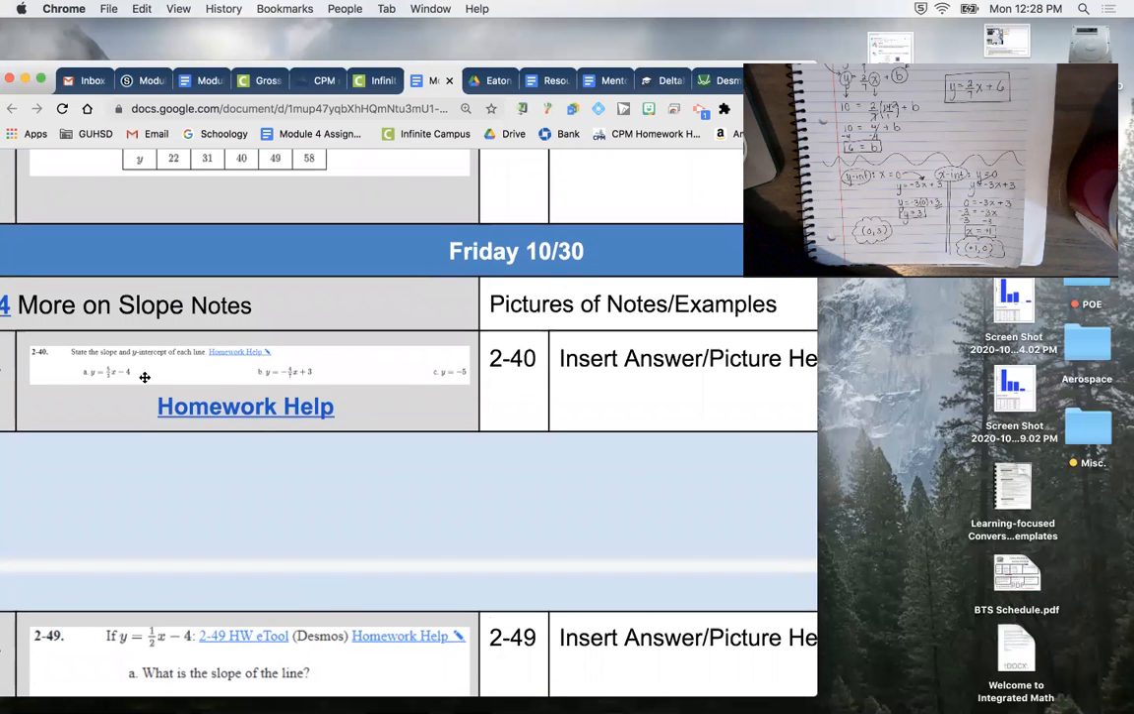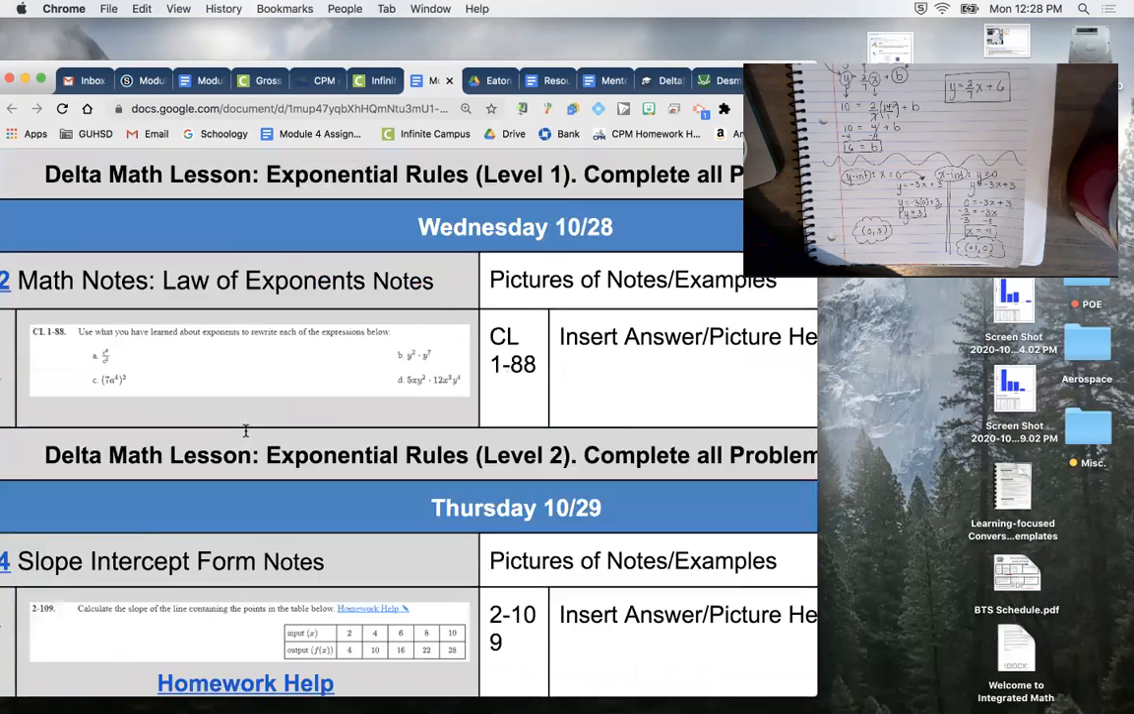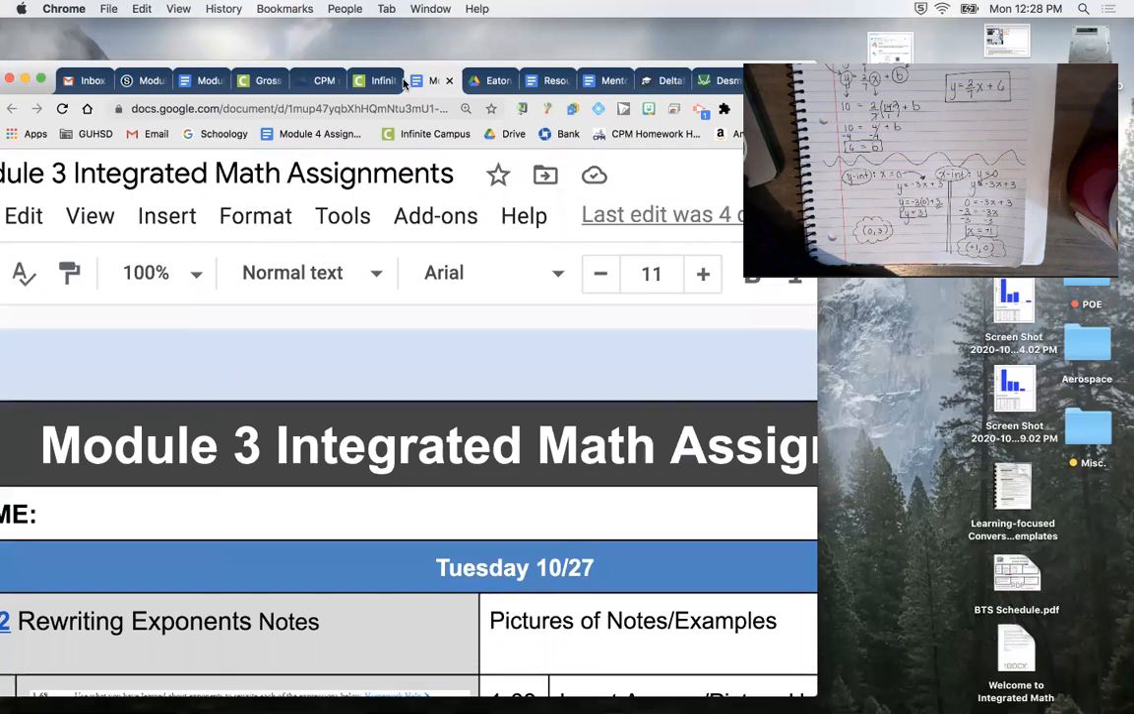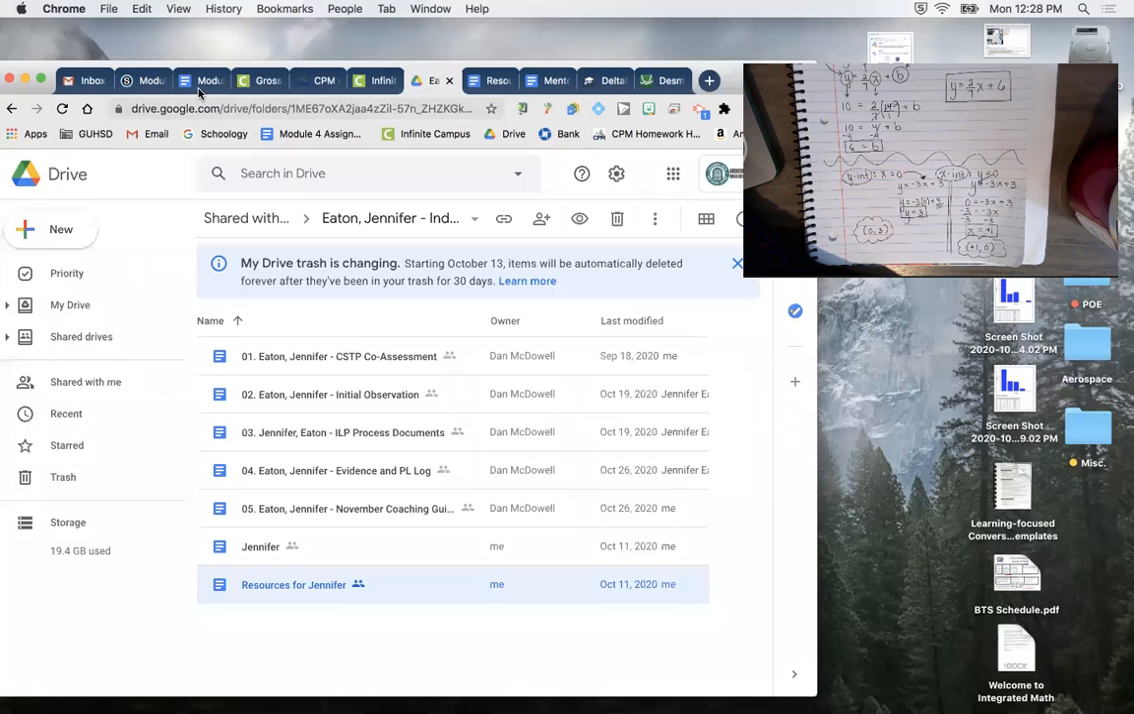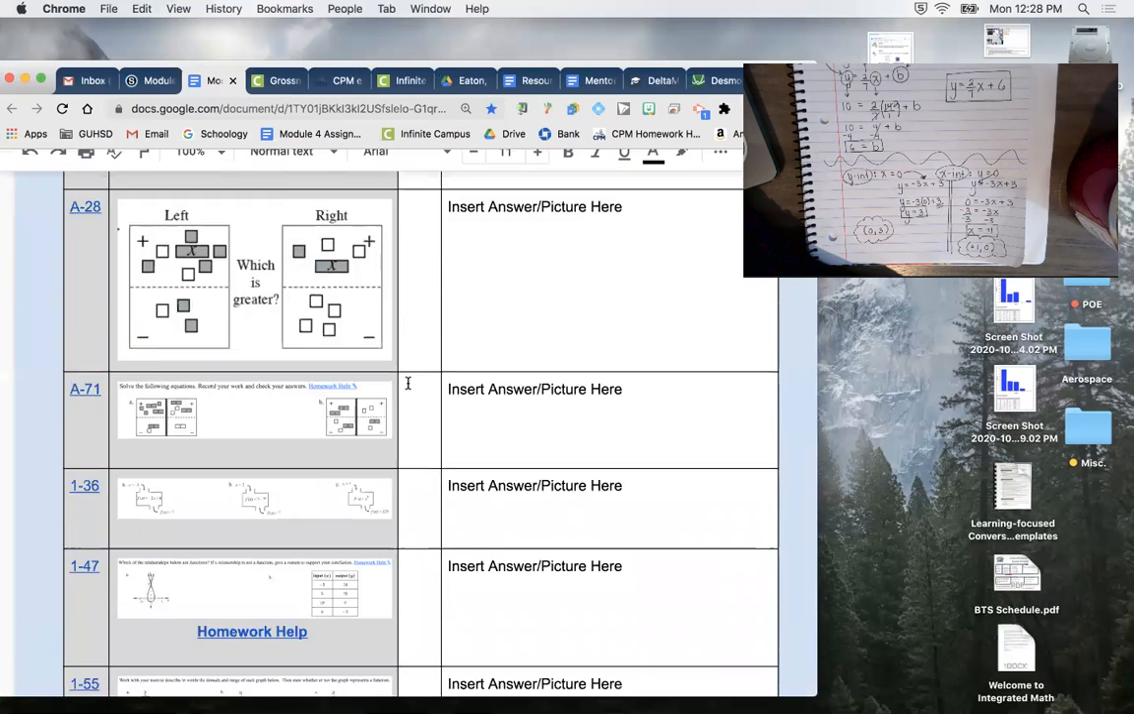The slope and y-intercept. Okay, so that one. Am I looking at the wrong module? Yes, I'm looking at module 3. Give me a second. I had module 4 open, and here's the module 4 assignment.